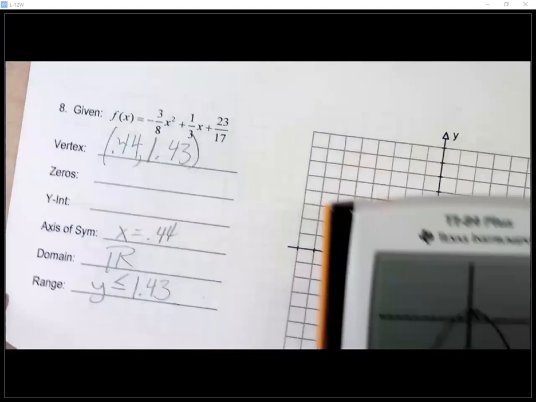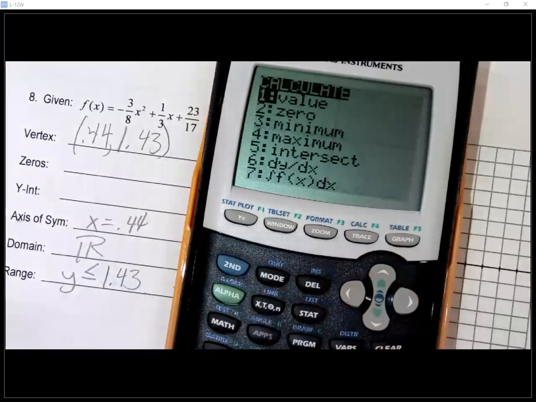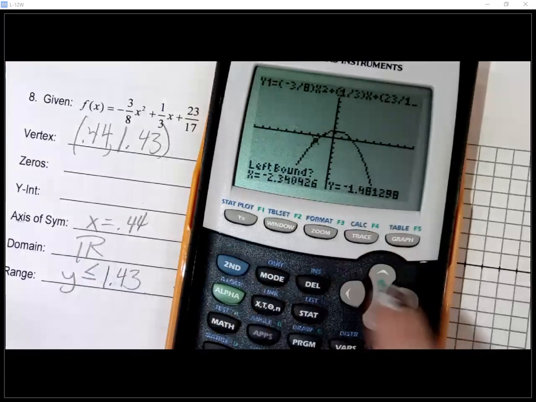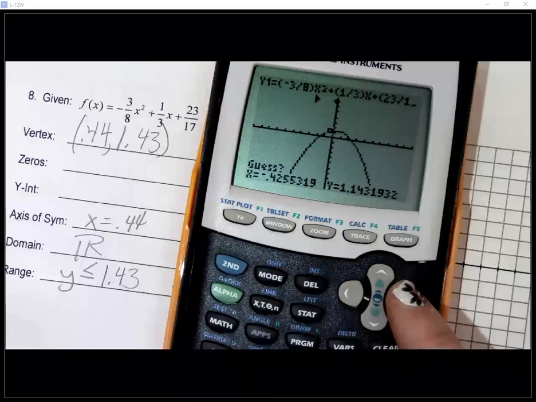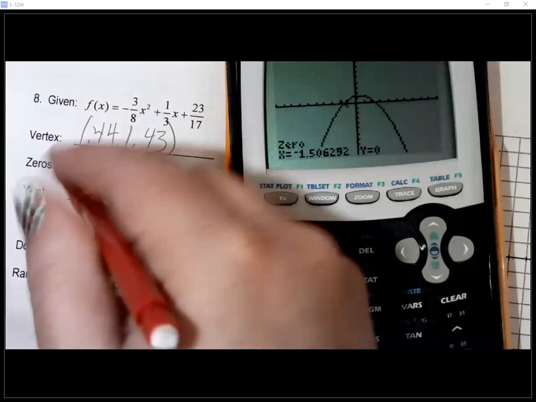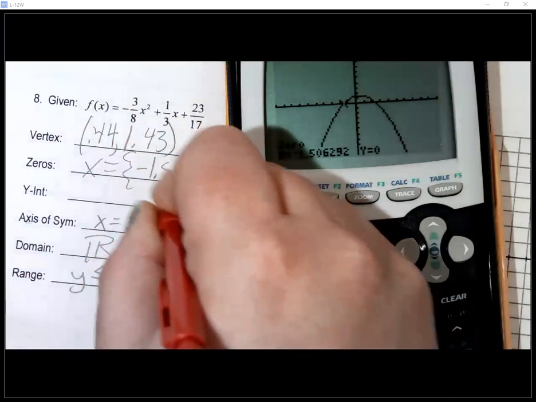Okay, and then 0 should be easy enough. Second calc, first 2. You can only find 1 zero at a time. I'll find the left one first. Okay. -1.5 is one of them. And then the other one, let's see.